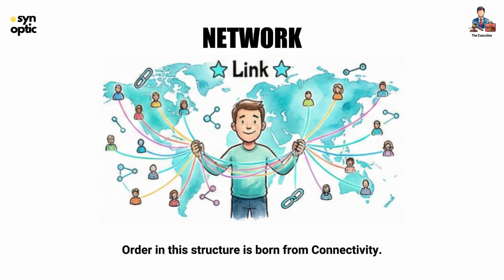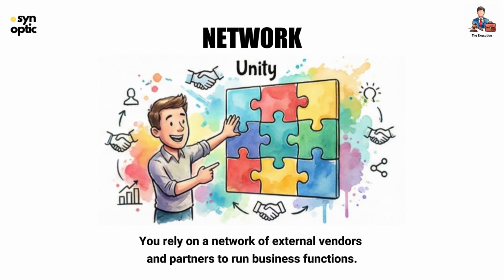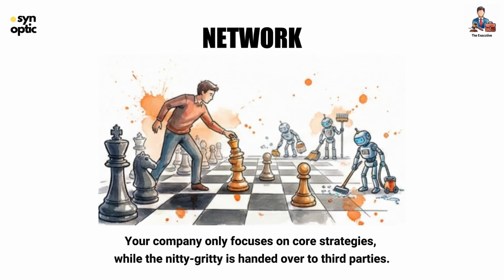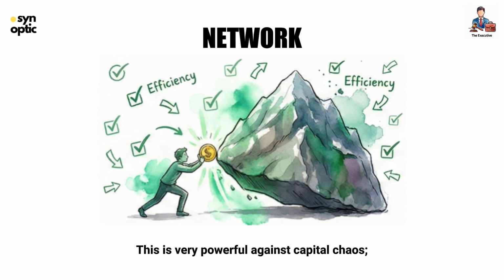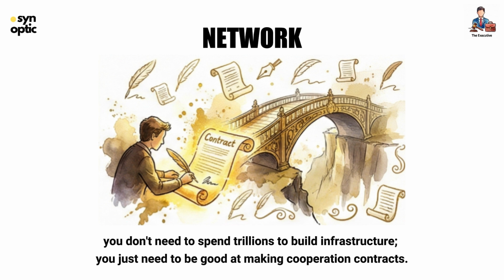Order in this structure is born from connectivity. You rely on a network of external vendors and partners to run business functions. Your company only focuses on core strategies while the nitty-gritty is handed over to third parties. This is very powerful against capital chaos. You don't need to spend trillions to build infrastructure. You just need to be good at making cooperation contracts.